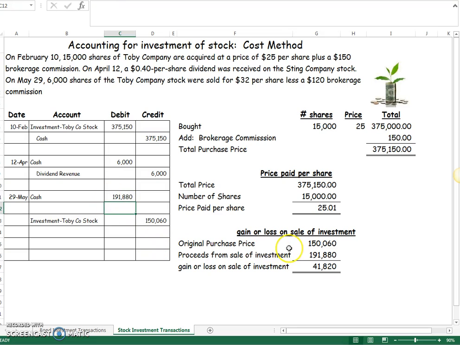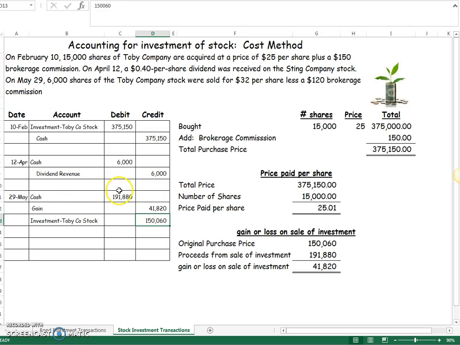When I compare my original purchase price of the 6,000 shares to the amount that I got for selling the 6,000, then I can see that my proceeds is greater than my price, which means I have a gain. And a gain has a normal credit balance. Gains work just like revenues do, so they have a normal credit balance. So I'll need to put it in as a credit, $41,820.